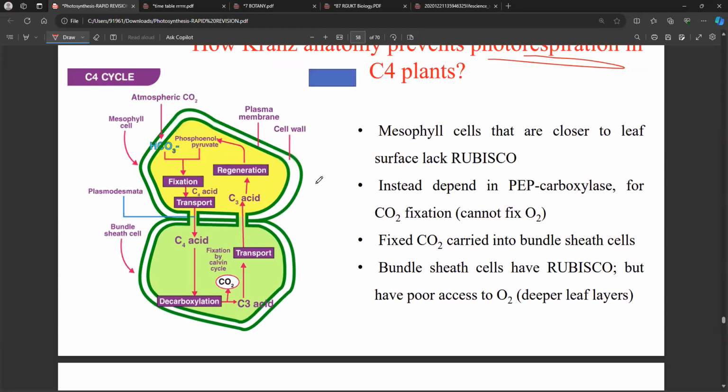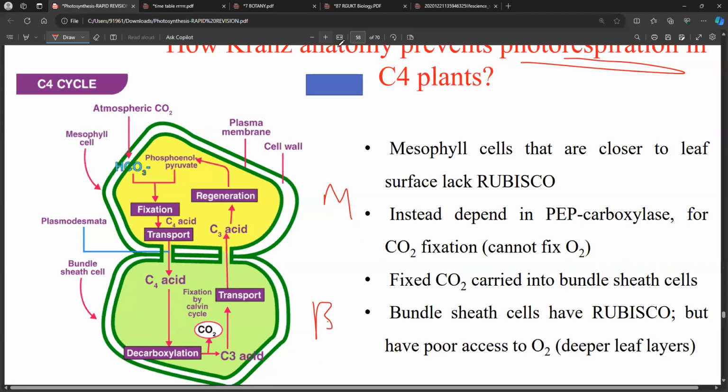Now all the students listen. How many cells are involved? Mesophyll is involved, and bundle sheath is also involved. I have told all the students very clearly that the Rubisco enzyme is present in every single plant, and similarly it is also present in the C4 plant. Now you have to ask me a question: sir, if Rubisco is present in the C4 plant, why can't you say Rubisco is the major enzyme?